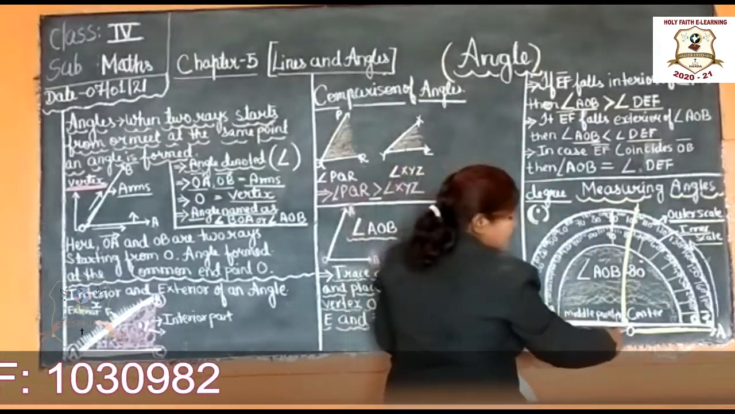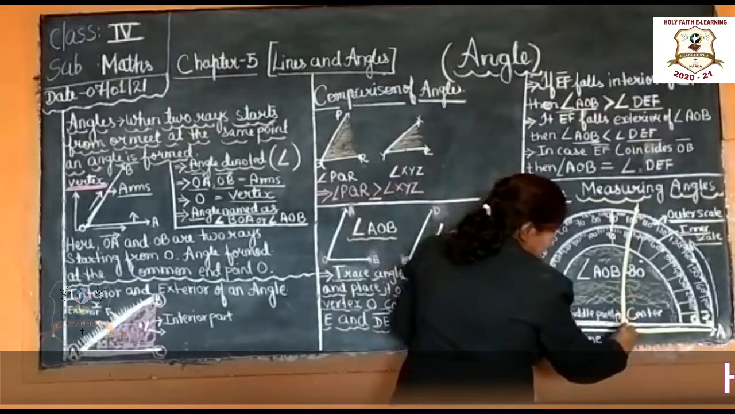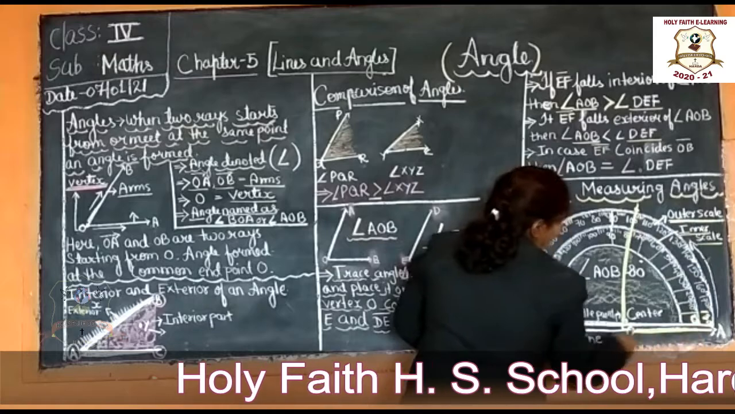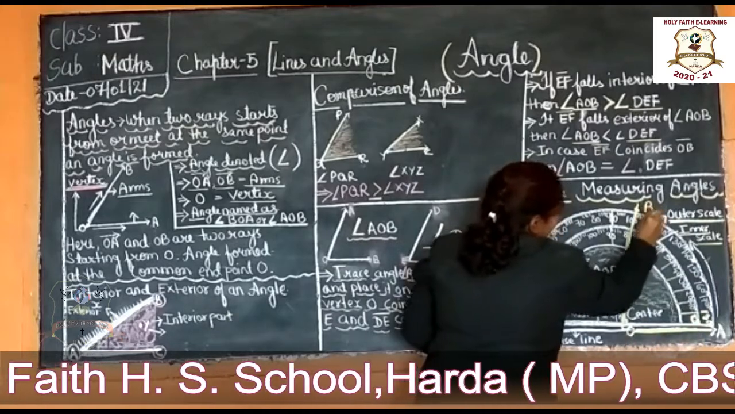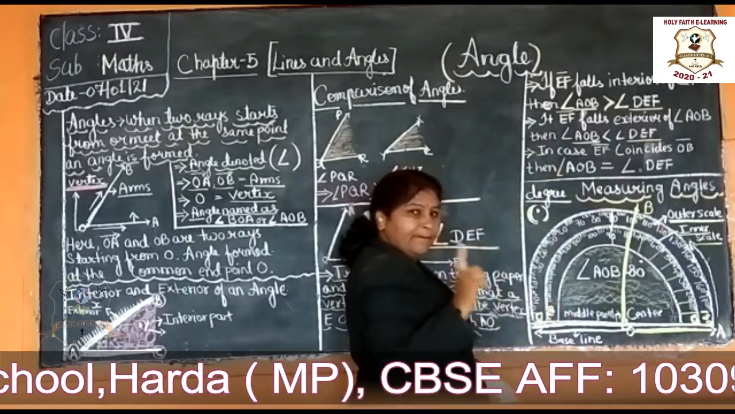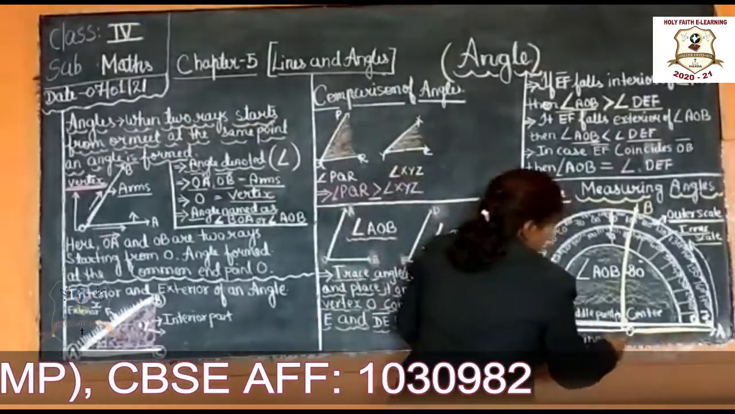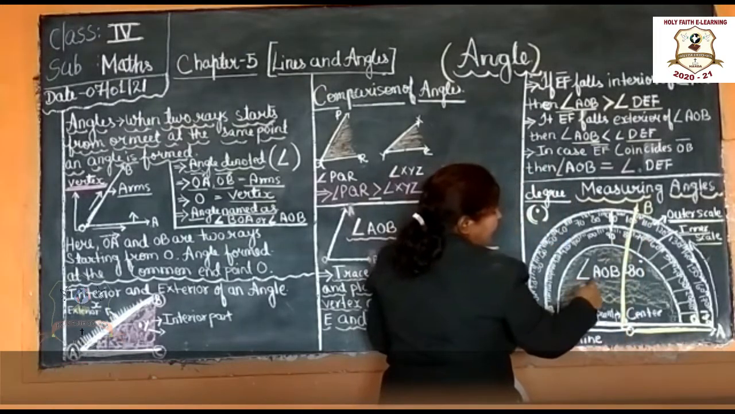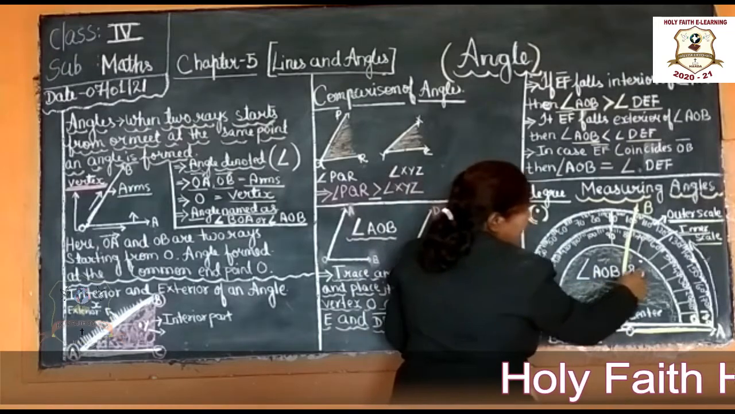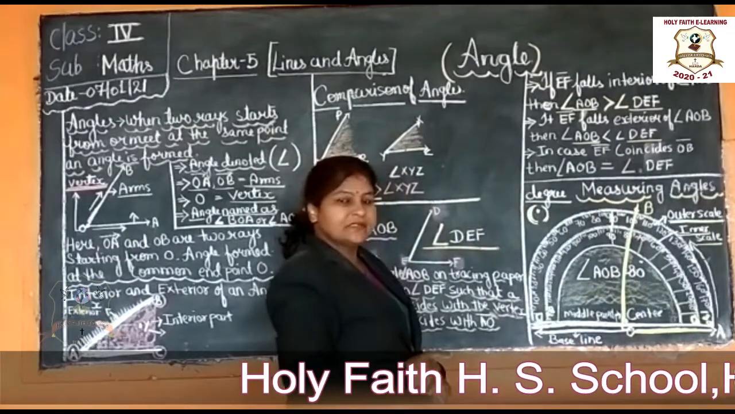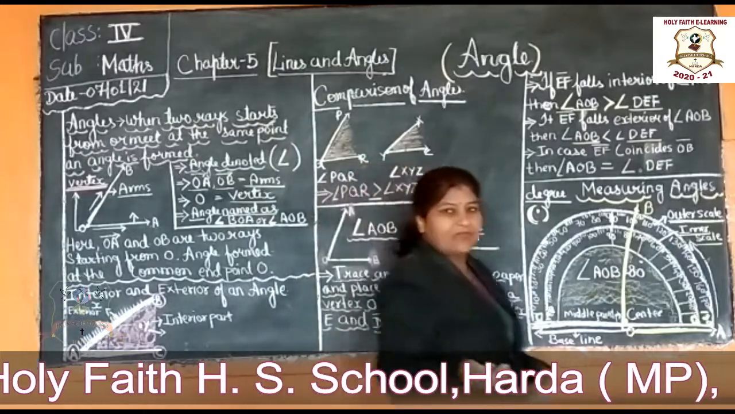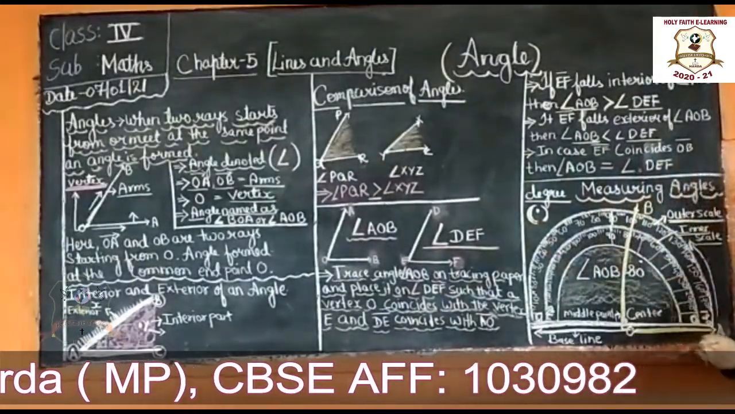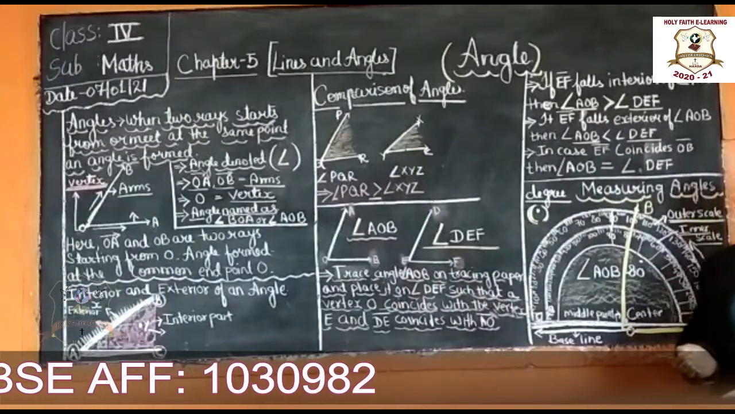So we construct this angle AOB. We name it B. So we have constructed angle AOB of 80 degrees. So this is what we understood about angles today. I hope you understand.